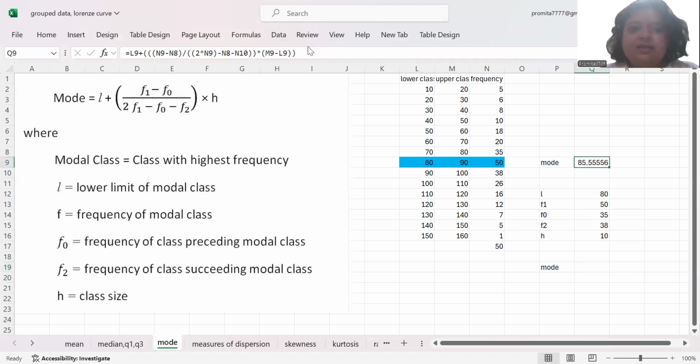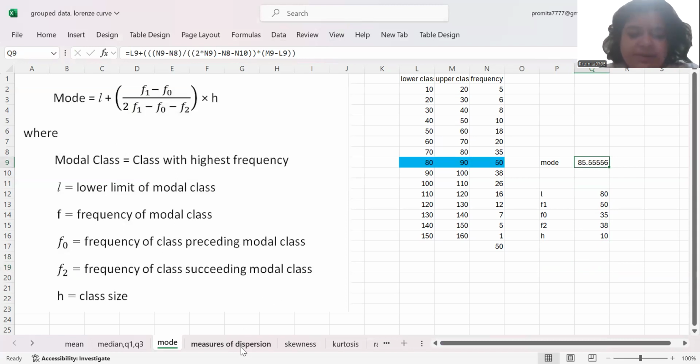So I have calculated the whole value here. It is 85.5556, which should be the value of the mode. I think I made some error here, so I was getting a different value. You can recalculate the whole thing and I'm sure you will get the actual value here.